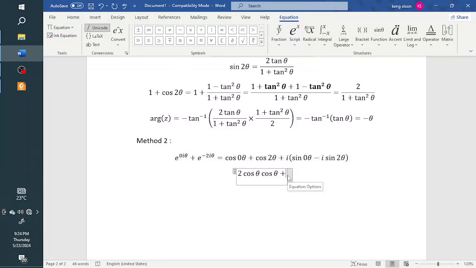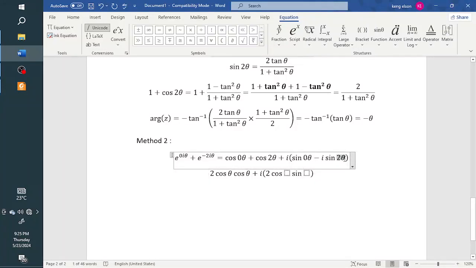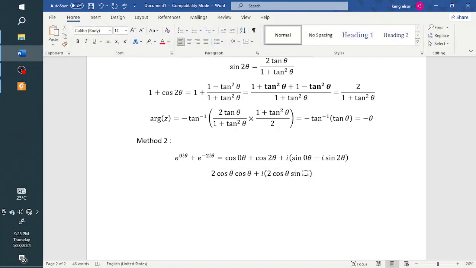Now let's come this way. We have the i. Now, what is sin A minus sin B? It is 2 cos of (A plus B) on 2 times sin of (A minus B) on 2. So 2 cos and then sin. For cos, we add 0 theta to 2 theta, then divide by 2, and we just have theta. Then next we take 0 theta minus 2 theta, divide by 2, and we have negative theta.